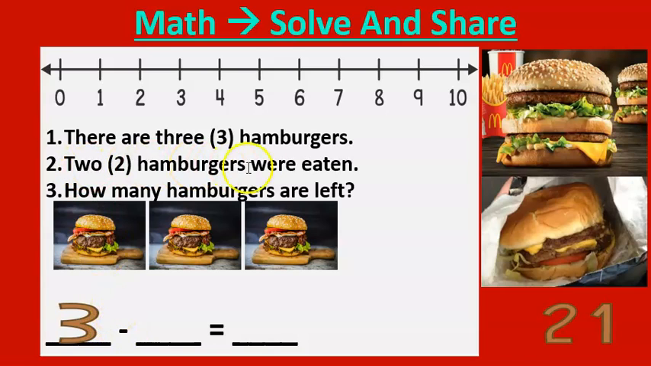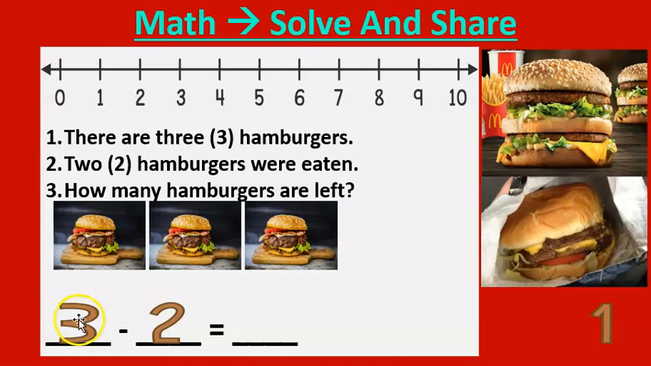2 hamburgers were eaten. Let's read it again. 2 hamburgers were eaten. Now, how many hamburgers were eaten? 2. 2 hamburgers were eaten. So boys and girls, let's get 2 and insert number 2 into our subtraction equation. So we have now 3 minus 2 equals, now we need a number here, okay? We need an answer. But to get our answer, we're going to use the number line up here, okay?